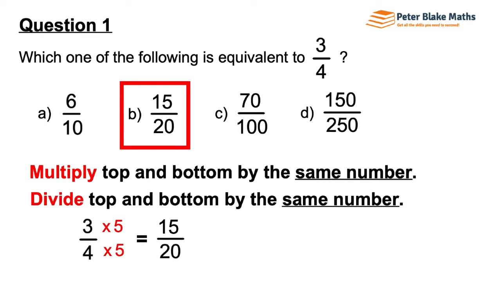One way to get that answer is to simplify 6 over 10 and then 15 over 20 and 70 over 100 and 150 over 250 and see which one simplifies down to be 3/4.